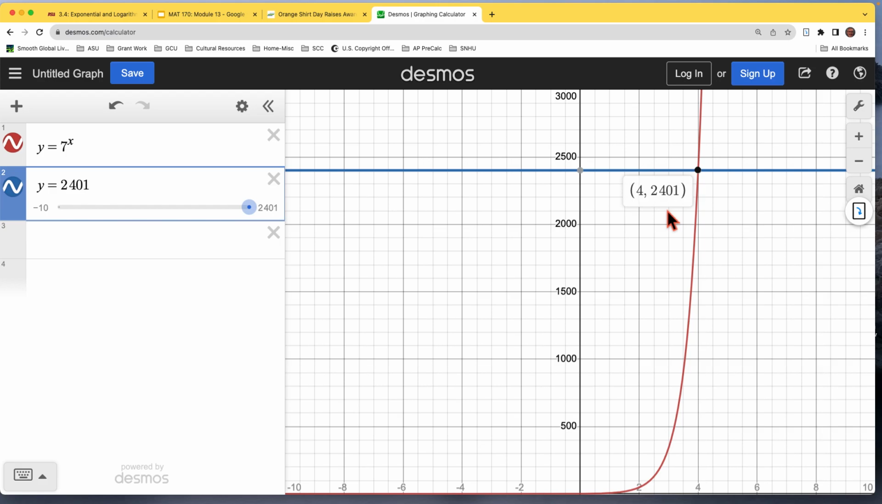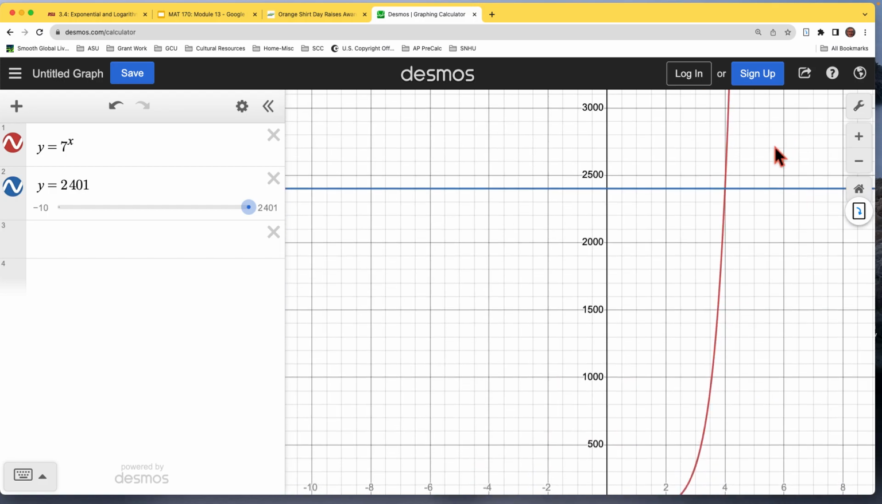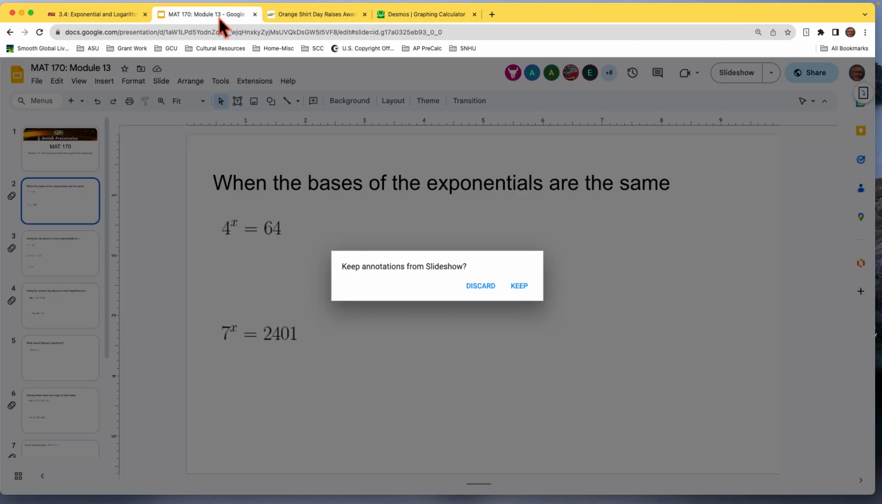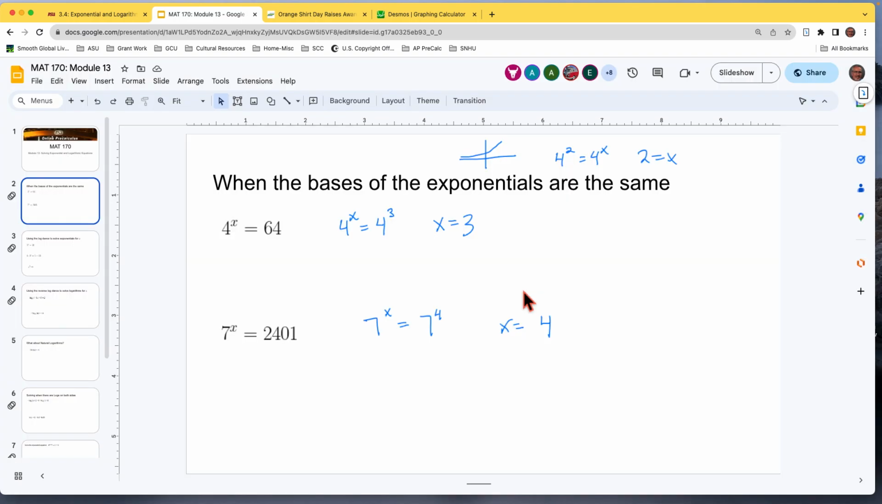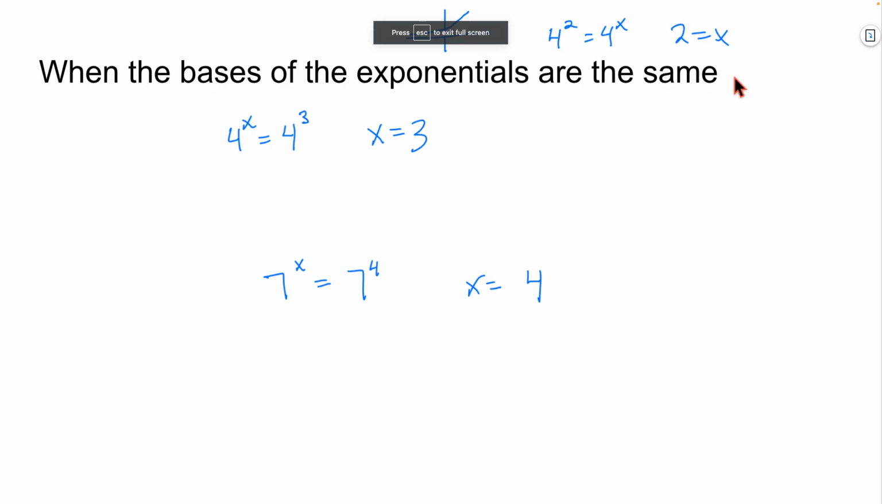So that's another way, and this way you could also visualize it, right? You could also see when x is 5, that's going to be way up there. So you kind of see what's happening with the exponential. So far, so good? All right.